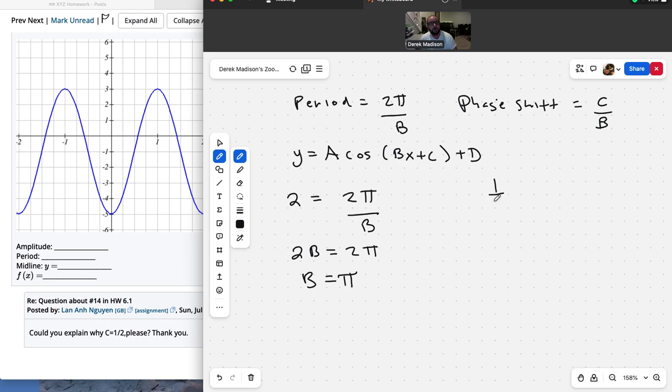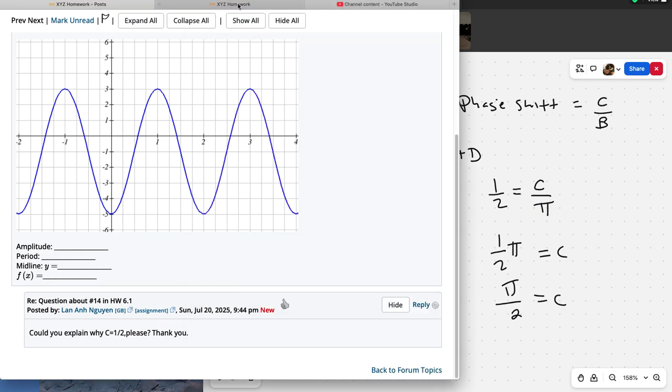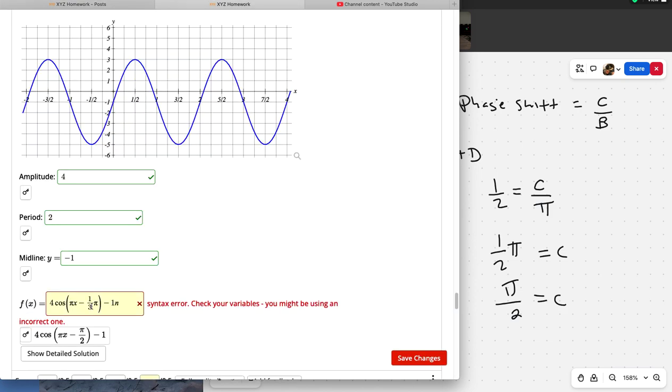And so we know that 1/2 is equal to C, the thing I am interested in figuring out, over B, which is pi. And then multiplying both sides by pi, I get 1/2 pi equals C, or I can also think of it as pi over 2 is C. So just a little careful, the C isn't actually a half, it includes the pi over 2 once we solve. The phase shift is a half, but the value for C is actually pi over 2. And then that's the same as for this one right here.